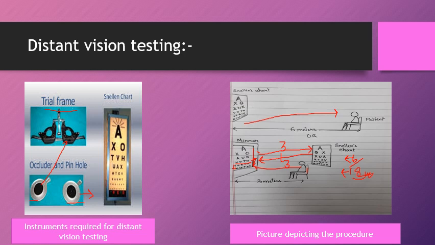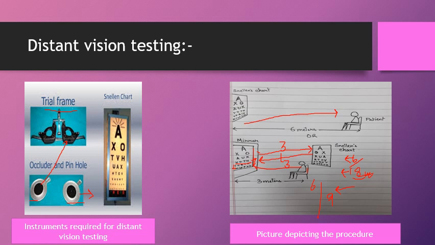So if his vision improves after placing the pinhole to either 6/9 or 6/6, that becomes his best corrected visual acuity. So 6/18 is his uncorrected visual acuity and 6/9 is his best corrected visual acuity, which we measure.